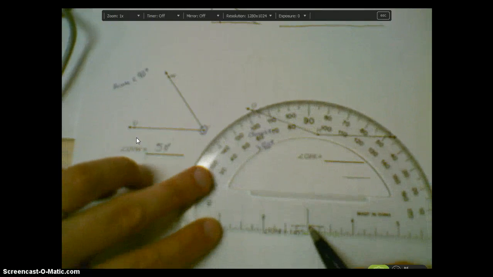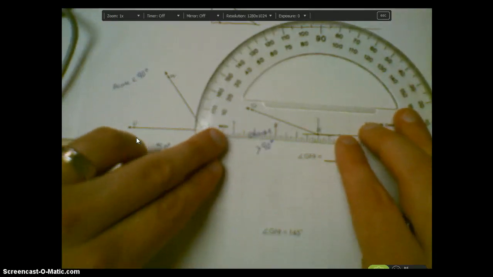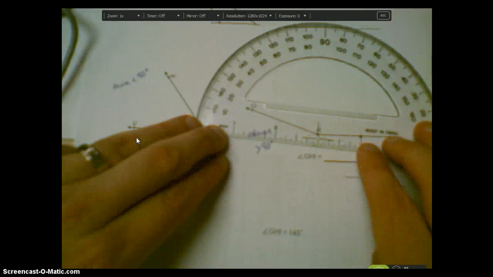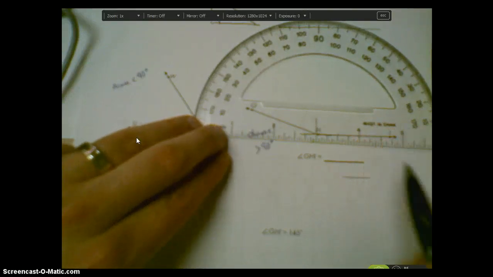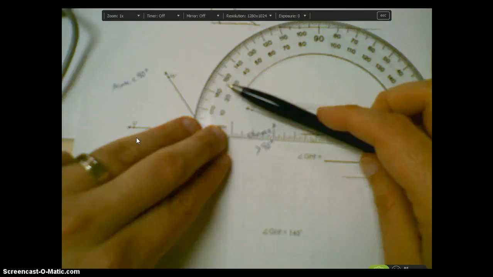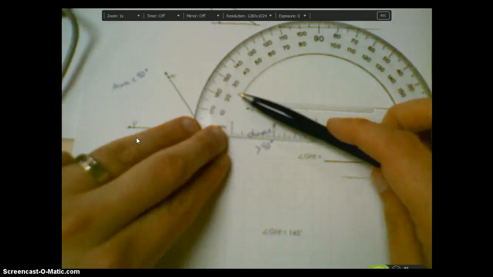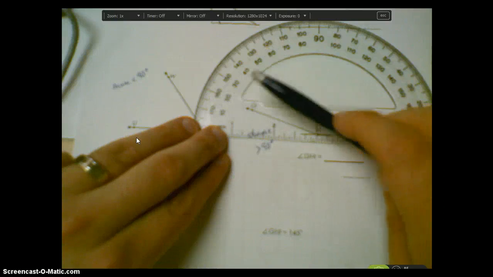So again, take this little point here, match it up with my vertex at H, make sure that that line is well adjusted on the bottom, and then take a look. Where does that arrow point? We told the students we'd be somewhat lenient within 5 degrees, so anything between this mark and this mark is going to be considered correct.